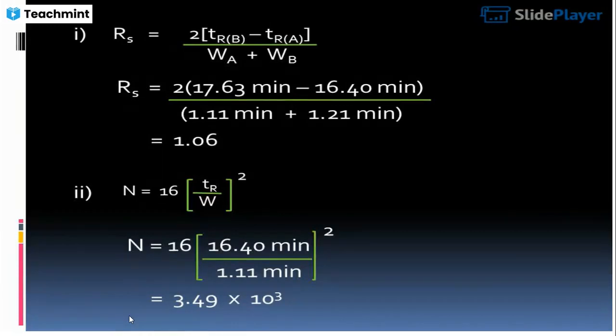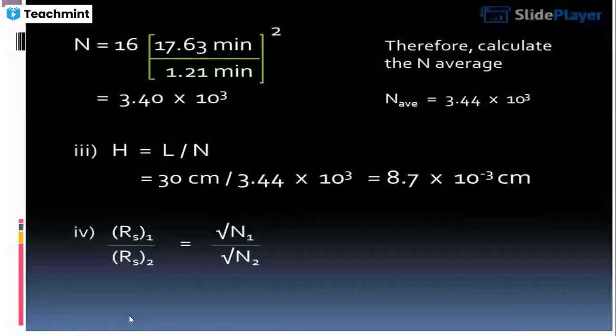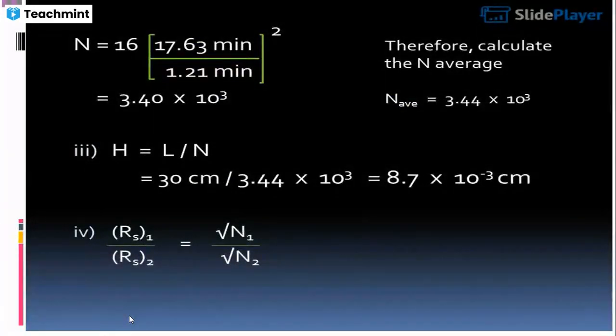N for B equals 16 times (17.63 minutes over 1.21 minutes) squared, which gives an average N of 3.44 times 10 cubed. H equals L over N equals 30 centimeters over 3.44 times 10 cubed equals 8.7 times 10 to the minus 3 centimeters.